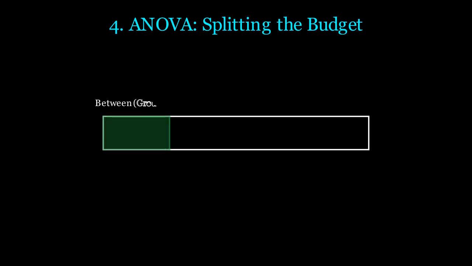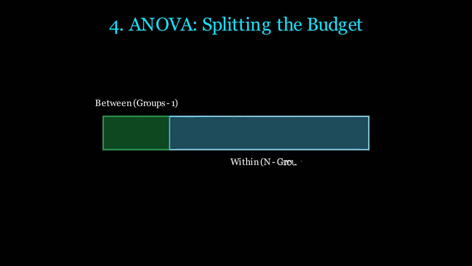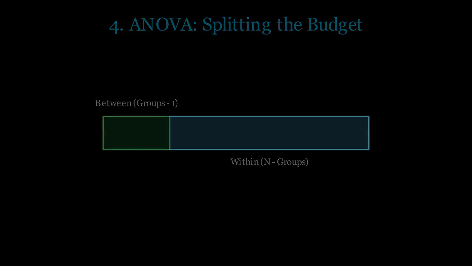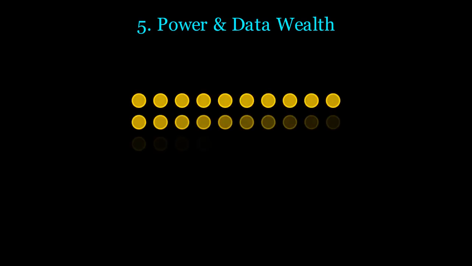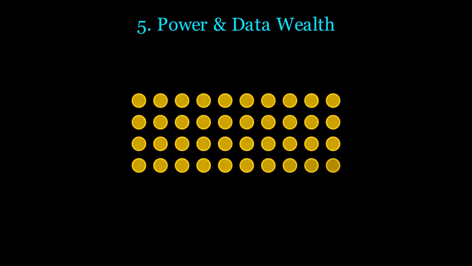Section 4. Degrees of freedom in ANOVA. When we compare multiple groups, the budget is split. We have between-group degrees of freedom, the number of groups minus 1, and within-group degrees of freedom, total observations minus the number of groups. We are essentially checking if the price we paid to categorize the data into groups was worth the reduction in variation. If the groups don't explain much, we've wasted our currency on a bad investment.